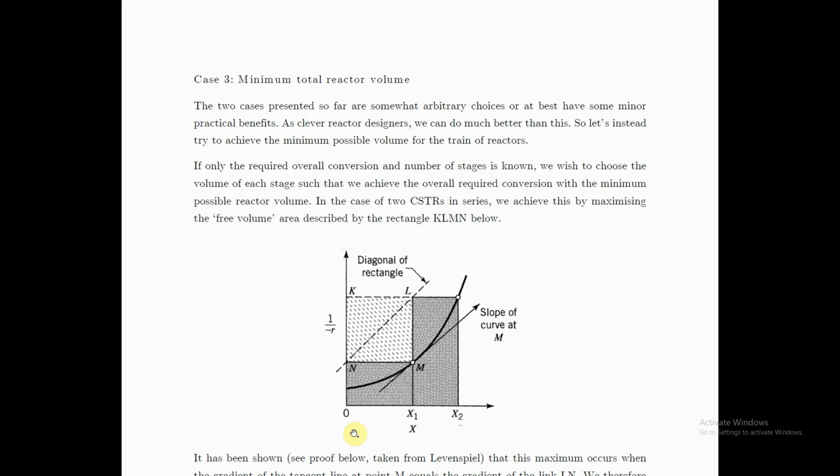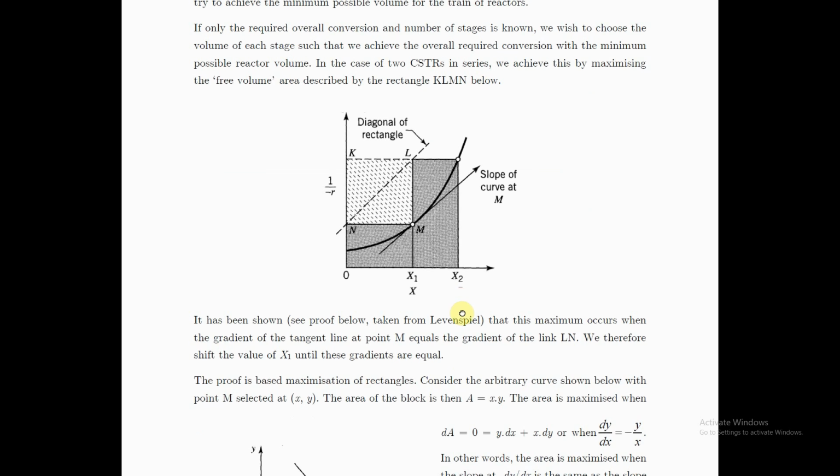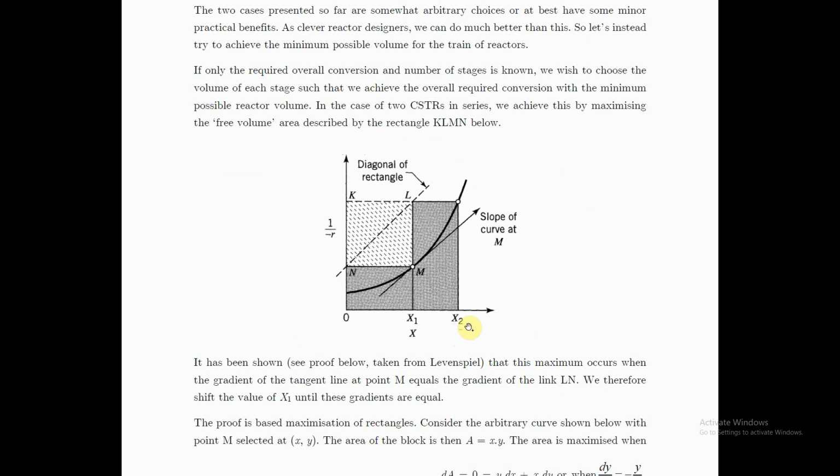So we've defined some overall conversion, X2 here, 60%, let's say, or we've been saying. So how do we choose the volume of the first reactor such that the total volume is the absolute smallest possible amount it could be, right? And we can actually take advantage of some geometry to answer this.